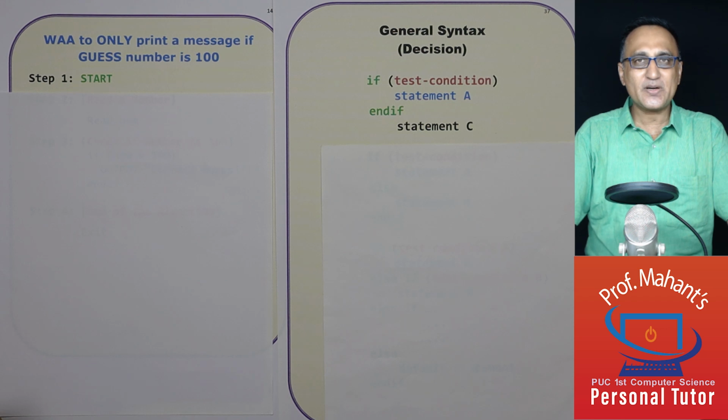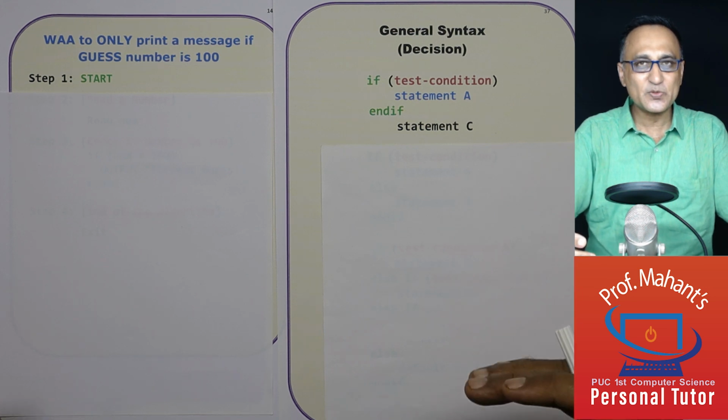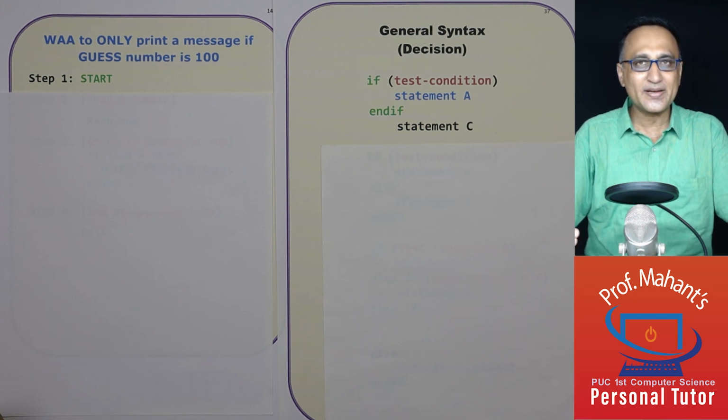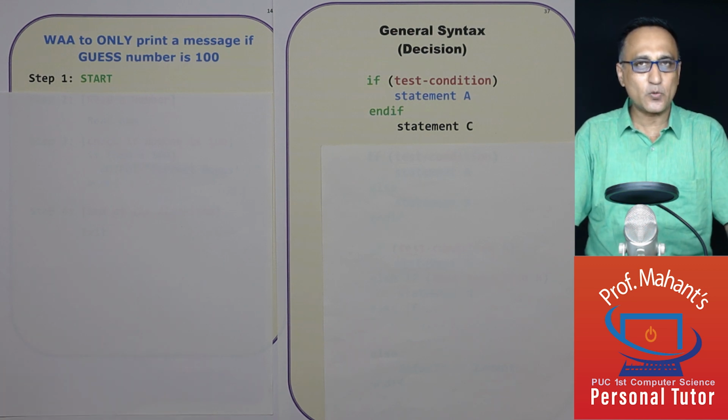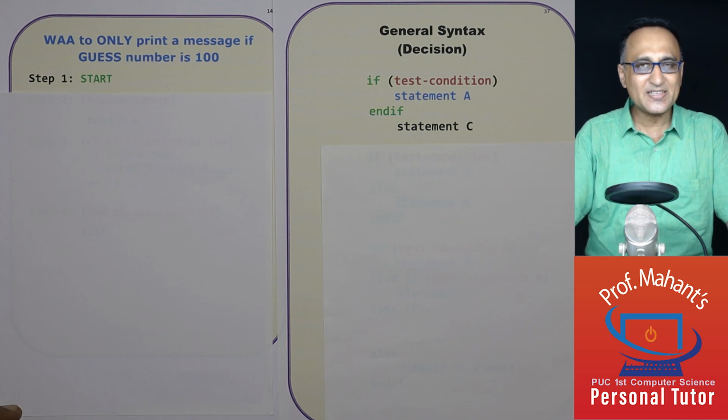The first thing you need to understand is so far the kind of problems we solved were very straightforward. As long as we did the steps one after the other, we were sure to get the answer. Here also you have to do steps one after the other, no doubt. But there's one important change. You are required to test whether that input number is equal to 100.